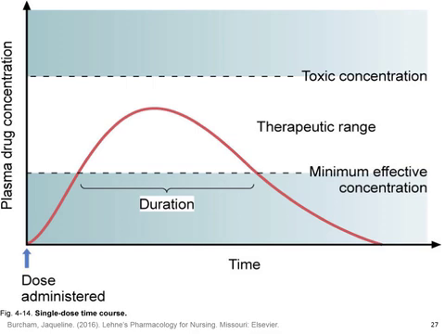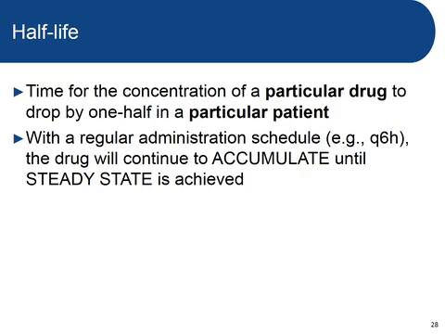Now, one thing I want you to remember is this is just for one dose. We don't usually do this for one dose. Normally, for most medications, we give multiple doses or continuous doses over time. And when you give multiple doses, this picture looks a little different. You see the drug start to accumulate. As the drug accumulates, another concept comes into play, and that is half-life. Half-life is the time for the concentration of a particular drug to drop by half in a particular patient.